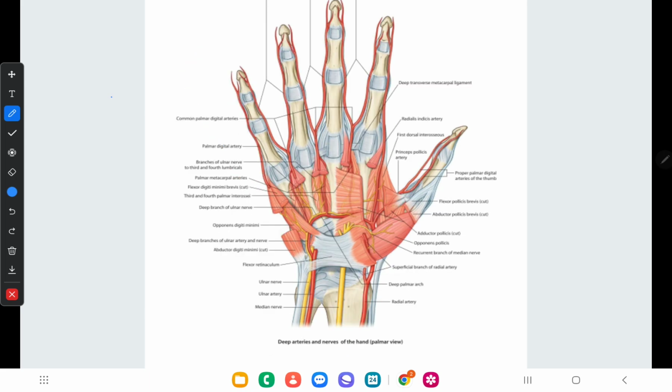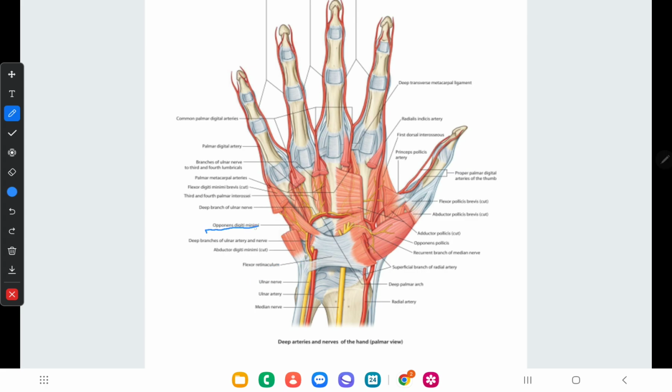Then here you can see the deep branch of the ulnar nerve. Here, the superficial parts of the palmar surface of the hand are removed. It gives branches to the hypothenar eminence. This part is the hypothenar eminence and this part is the thenar eminence. The deep branch of the ulnar nerve gives branches to the hypothenar muscles. Here, these are the hypothenar muscles.